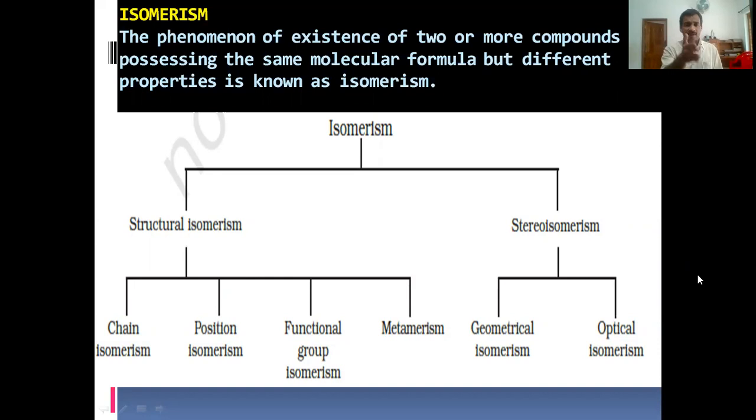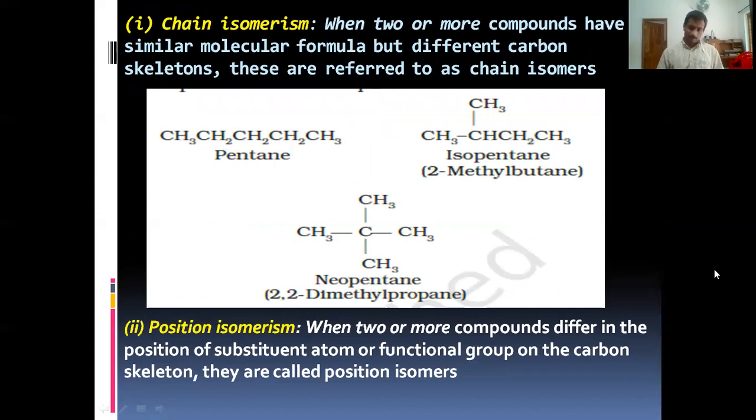Now we can concentrate on structural isomerism. It is classified into four: first chain isomerism, second position isomerism, functional group isomerism, and metamerism. What is chain isomerism? In chain isomerism, the molecules have the same molecular formula, but they differ in the number of carbon atoms in the longest chain. Or we can say they differ in carbon skeletons.